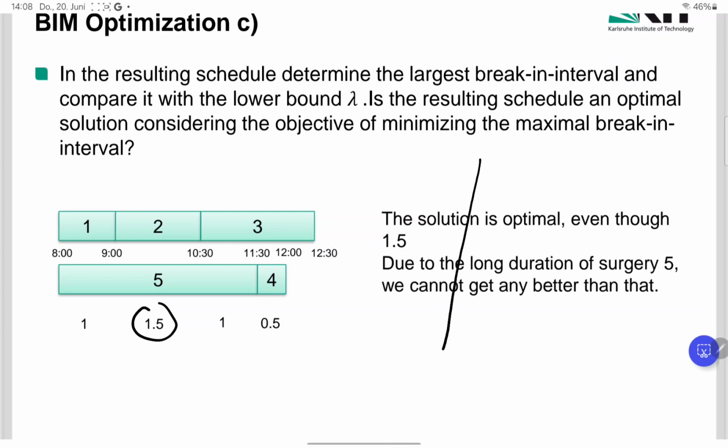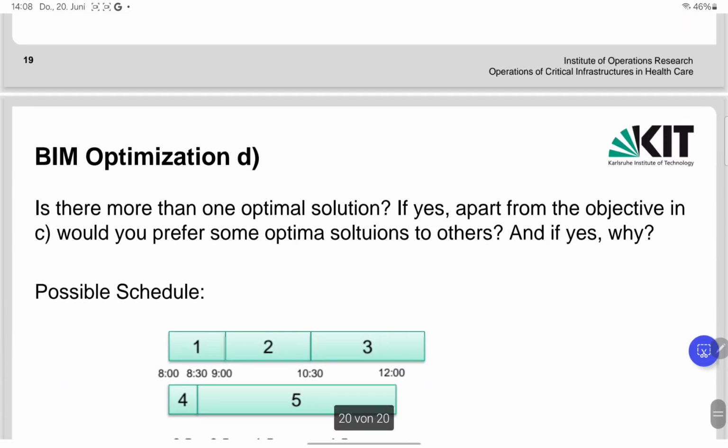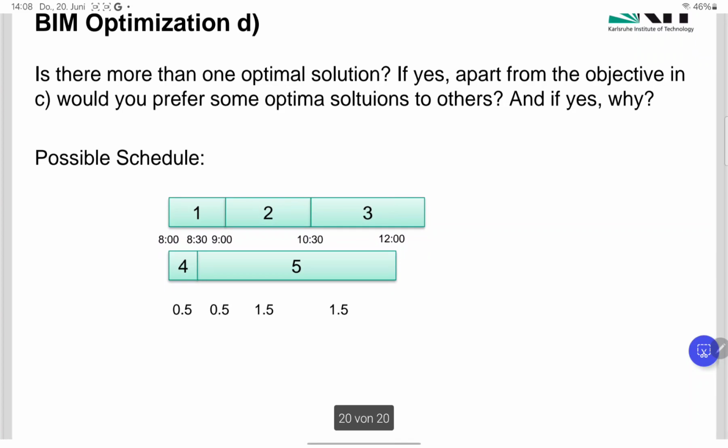Okay, and the last task is, in general, are there more optimal solutions? And if so, which one would you prefer, according to which criteria, and why? So I've written here one possible other schedule, where we simply switch 4 and 5. So we start with the fourth patient first and with the fifth at the end, and we leave the operating room 1 order as it was.